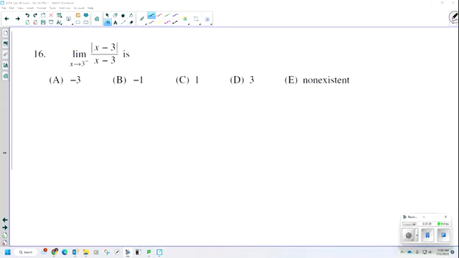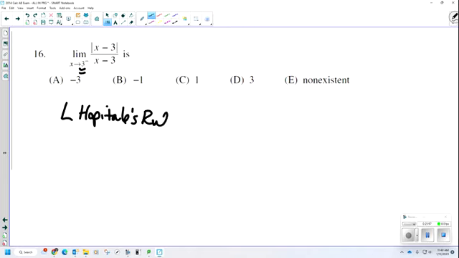Number 16. It's tricky, but it's easy because we really don't deal with this a lot. The limit as x approaches 3 from the left side of the absolute value of x minus 3 over x minus 3. Okay, first of all, let's try plugging in the number 3. I get 0 over 0. So what I'm going to do is use L'Hopital's rule.